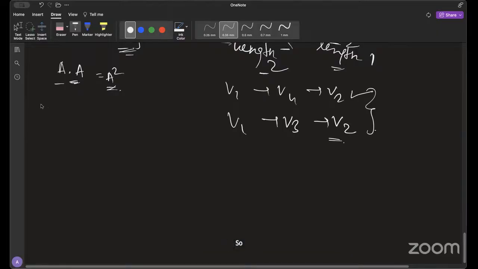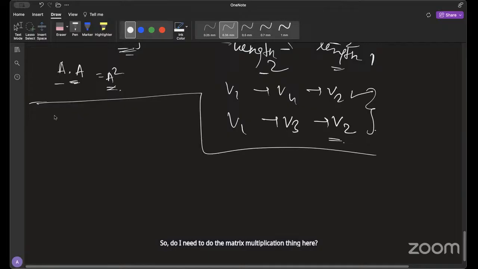So do I need to do the matrix multiplication thing here, or does everyone know how matrix multiplication works? No, ma'am, don't need. Let's just still do it.